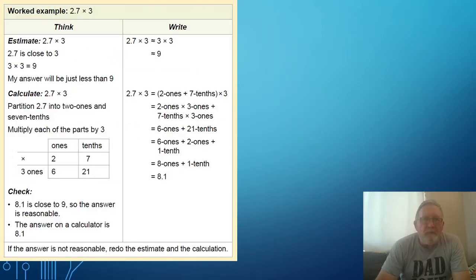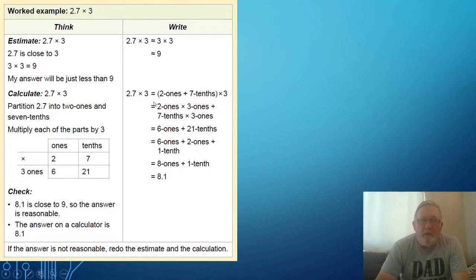Alright, have a look at this one here. They're getting a little bit harder. So it's 2 and 7 tenths times 3. If we're going to estimate first, we realise that 2 and 7 tenths is close to 3. 3 threes are 9, so our approximate answer is 9. Now in this particular way of calculating, we multiply by 3 each of the individual parts, the ones and the tenths. So if we have a look down here, you've got ones by ones and tenths by ones. So 3 times 2 is 6. 3 times 7 is 21 tenths.